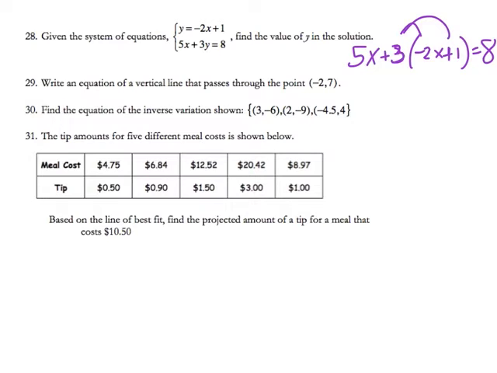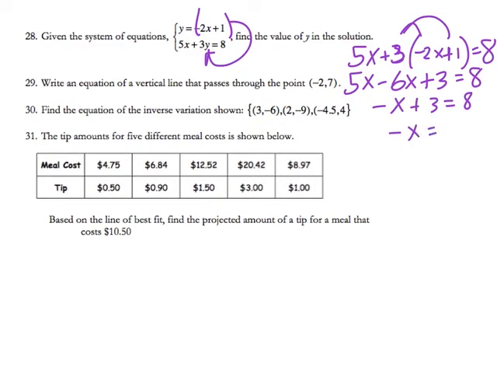Okay, I use substitution. Why did I use substitution? Because one of them is already solved for y. So why not plug it in and use it? So 5x minus 6x plus 3 equals 8. So negative x plus 3 equals 8. Subtract the 3. Negative x equals 5, and x equals negative 5.